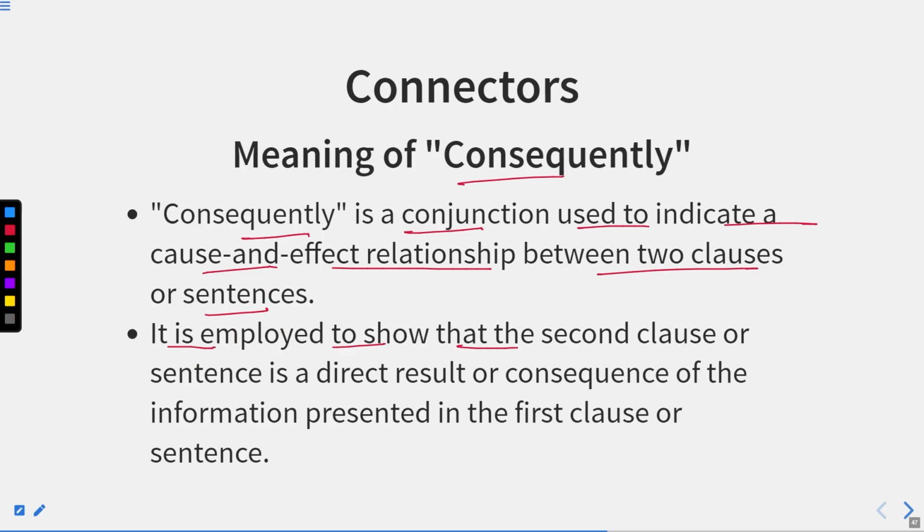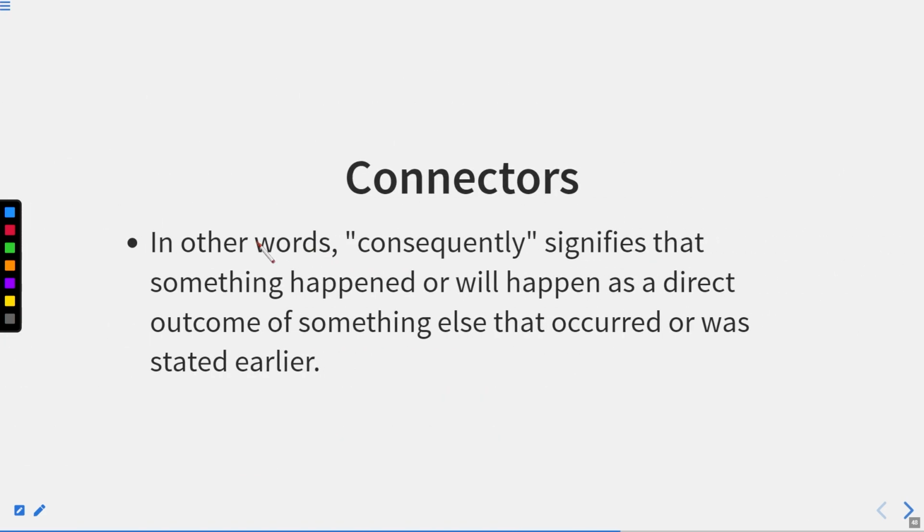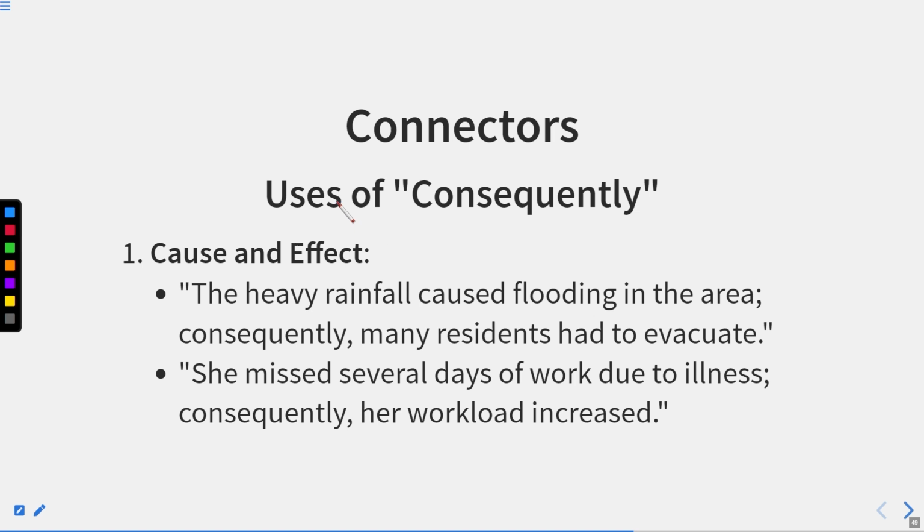It is employed to show that the second clause or sentence is the direct result or consequence of the information presented in the first clause or sentence. So the clause which is placed after consequently shows the result of the information given in the previous statement. In other words, consequently signifies that something happened or will happen as a direct outcome of something else that occurred or was started earlier. First of all, we'll discuss uses of consequently: cause and effect.